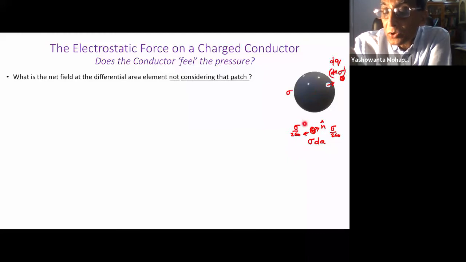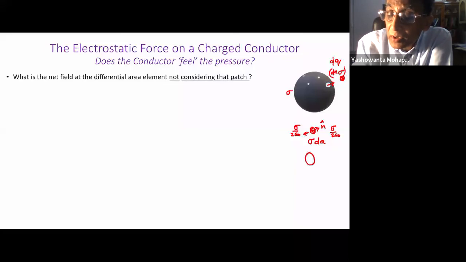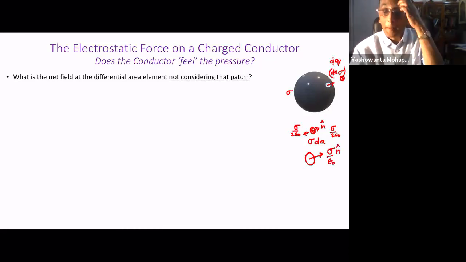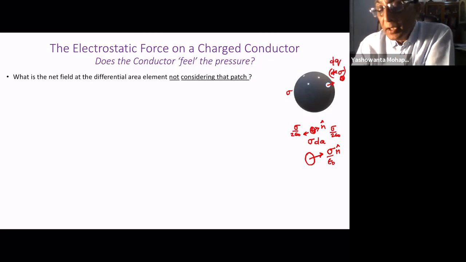All right, so this gets cancelled. So that field, then it'll reinforce this field. The field that cancels this would reinforce this field, and hence this field must be sigma by epsilon naught n.